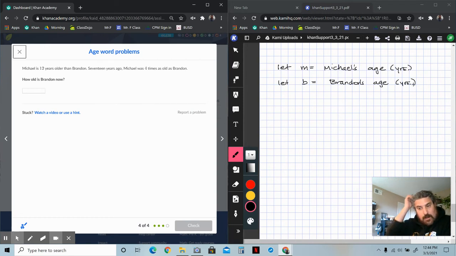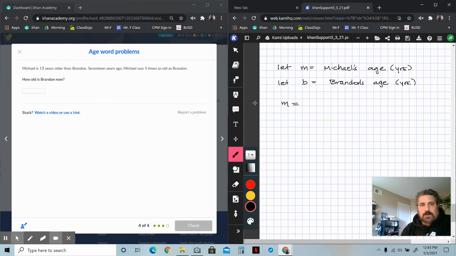Okay. So it says Michael is 12 years older than Brandon. So Michael is equal to Brandon's age plus 12. Okay, that's our first equation. Now, there's another thing they're telling us. They're saying that 17 years ago, Michael was 4 times as old as Brandon. Well, 17 years ago, how old was Michael? He was Michael's age minus 17, right? He was 17 years in the past. And that must be equal to 4 times as old as Brandon. So 4 times b.